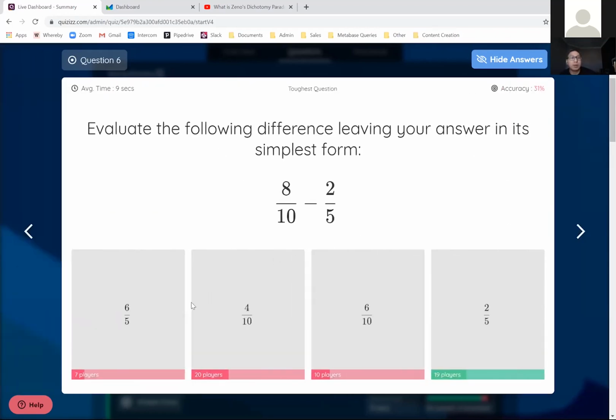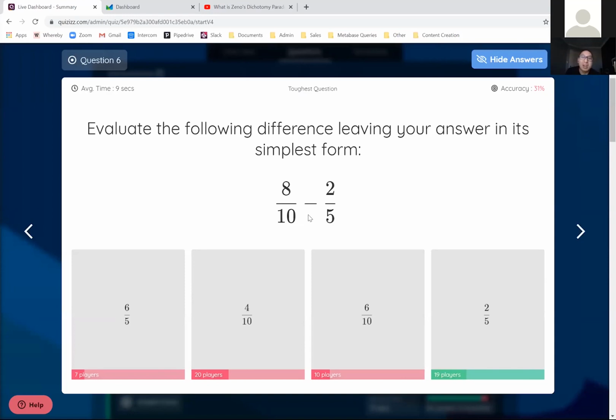All right, next one. Evaluate the following difference, leaving your answer in its simplest form. Now, there are 2 parts to this. You've got to evaluate the difference and then make sure it's simple. What does it mean to be simple? It means the fraction needs to not have any common factors in the numerator and the denominator. It has to be the smallest numbers possible. So if we look at this, 8/10 take 2/5.